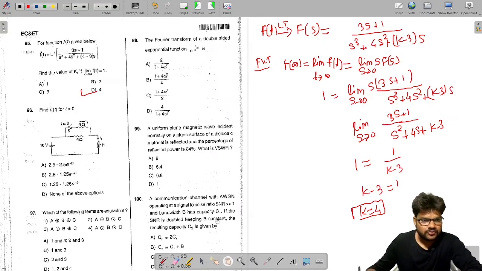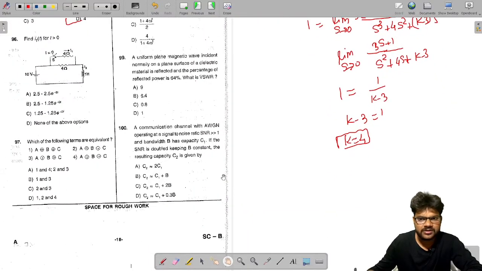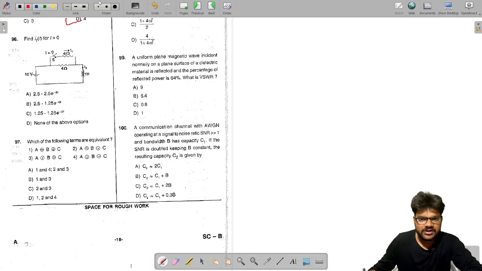Now let us move to the next question. Question number this was 95. Now we will go to question number 96. So question number 96 is again from network. Find i1(t) for t greater than 0. In this circuit, an inductor, resistances, and a 10 volt battery are connected, and we are given that at t equals 0 this switch is closed, and before t equals 0 this switch was open.